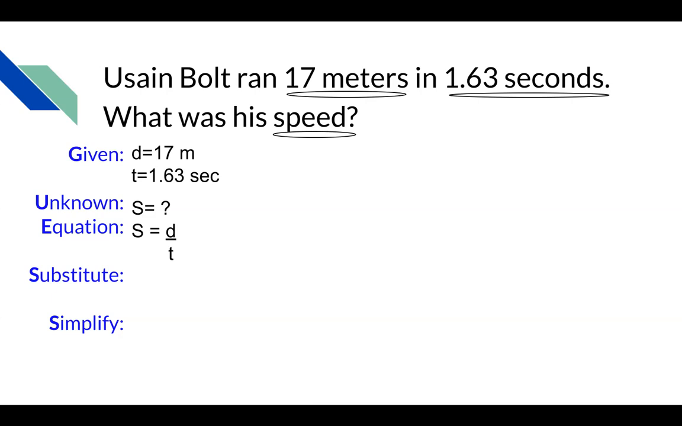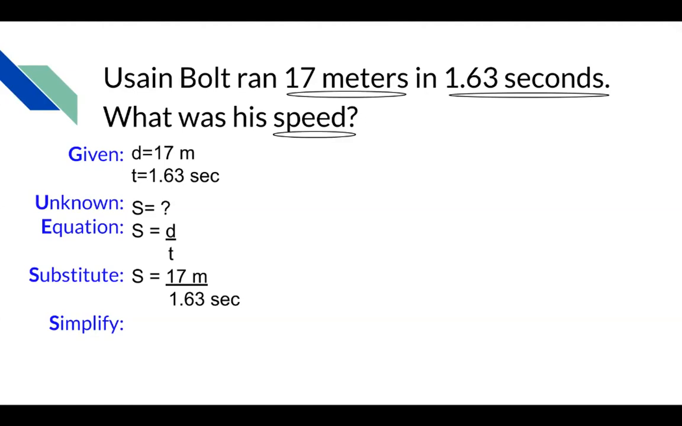So I'm going to substitute. I'm going to take this distance and fill it in. It's 17 meters on top. Notice I have the units there. I'm not just doing the number, I'm doing the label also. And then I have my time, which is 1.63 seconds, okay?